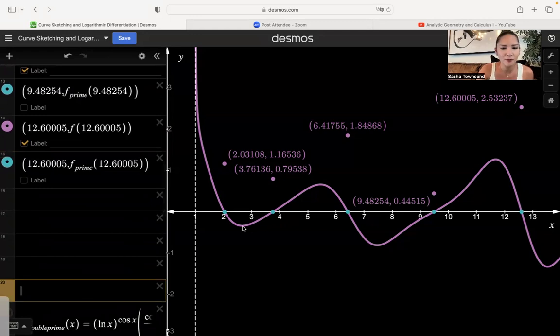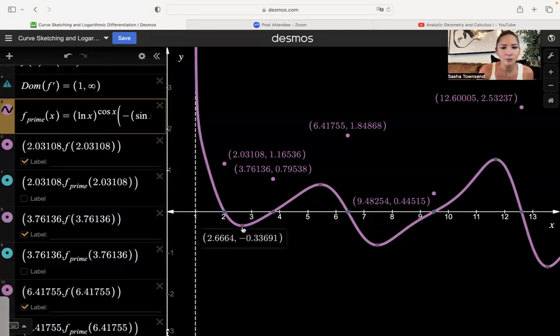So let's find those points. The x value there is 2.6664.